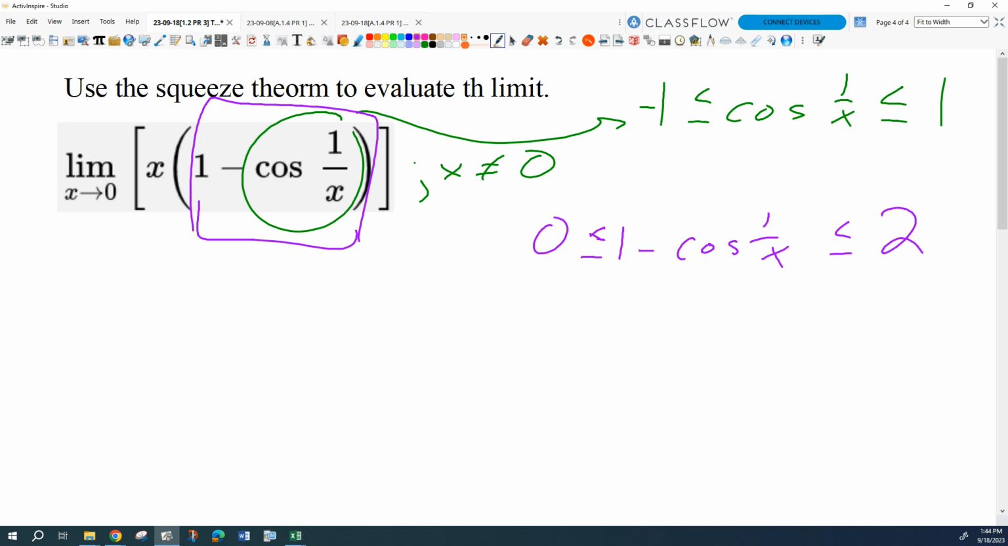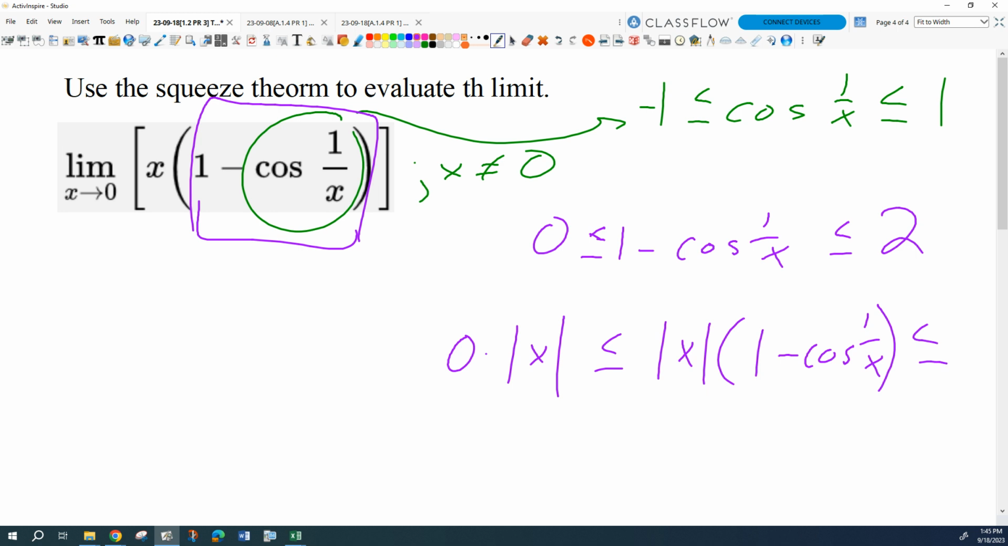Okay? So we know then that 0 times the absolute value of x is going to be less than or equal to the absolute value of x times 1 minus cosine 1 over x. And if I multiply this guy times the absolute value of x, that's going to stay on top, right? Okay, good.